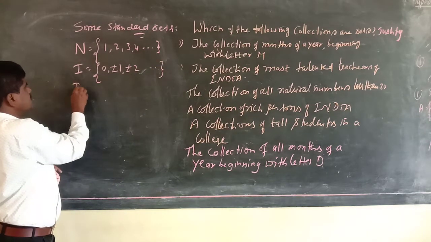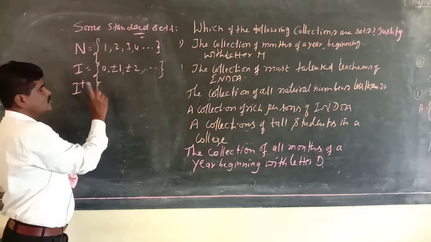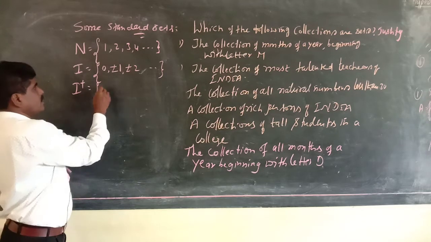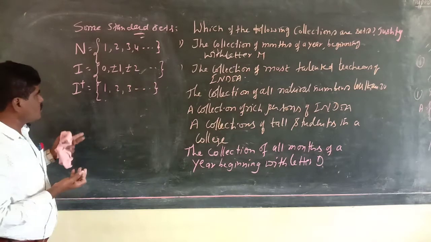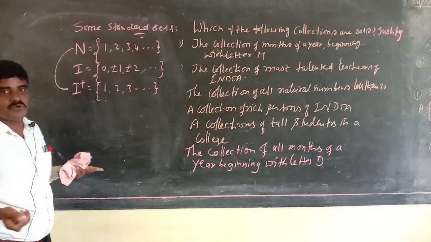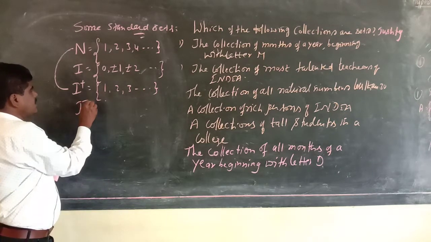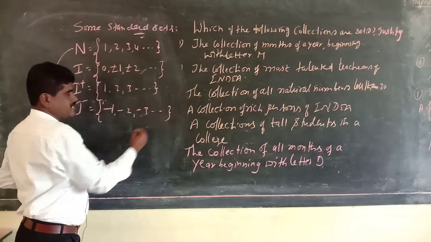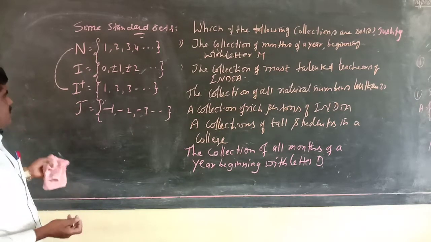The set of positive integers: 0 is neither a positive integer nor a negative integer. Plus 1, plus 2, plus 3, and so on. Note that N is equal to I plus. The set of negative integers: minus 1, minus 2, minus 3, and so on. Again, 0 is neither a positive integer nor a negative integer.